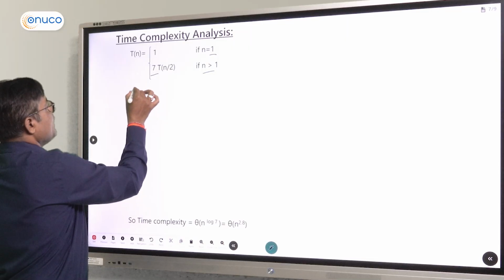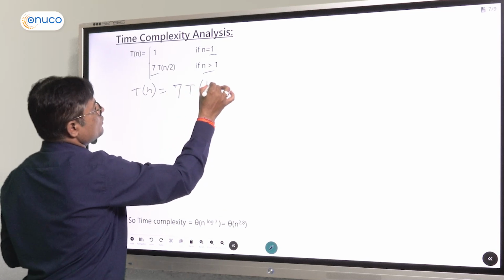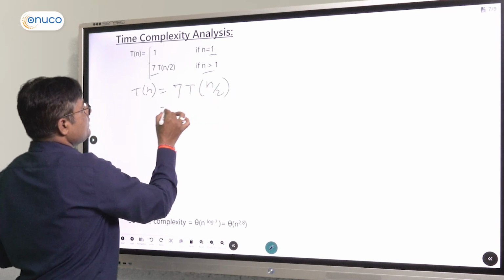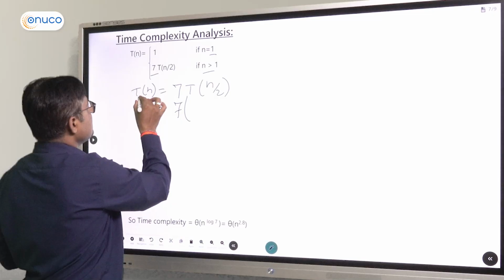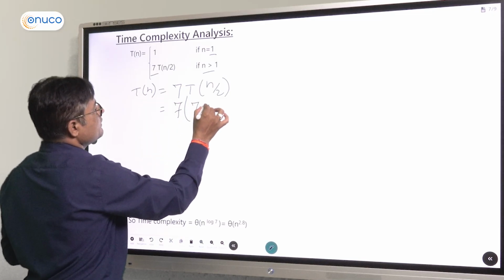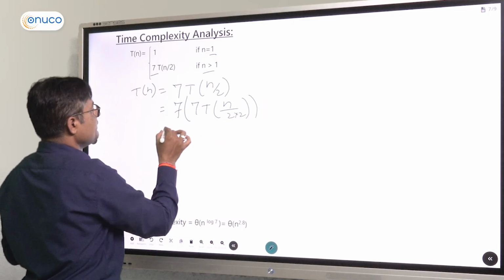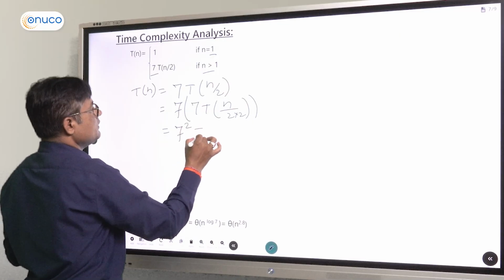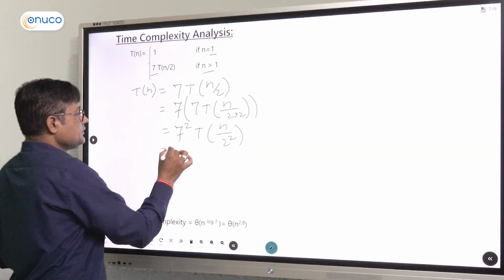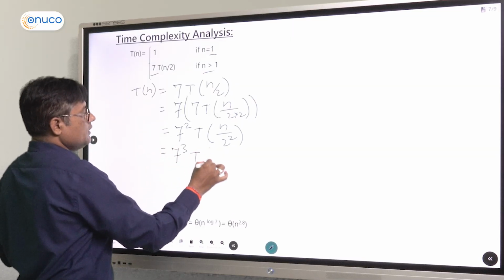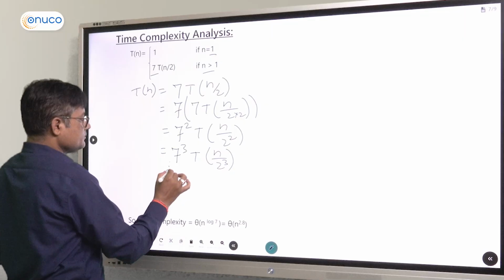In a similar way, as we have used the backward substitution rule for other divide and conquer strategies, we are going to apply the same rule. What will happen if you use the backward substitution rule? 7 T of n by 2 can be written as 7 times 7 T of n by 2 by 2, and we can simplify this as 7 square T of n by 2 square. Similarly, in the third iteration, 7 cube T of n by 2 cube, and so on after i iterations.